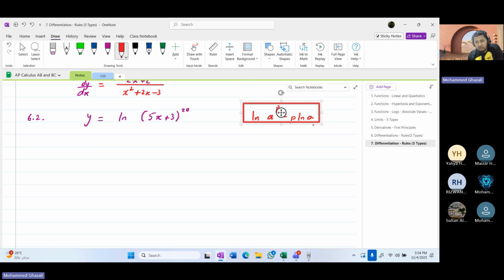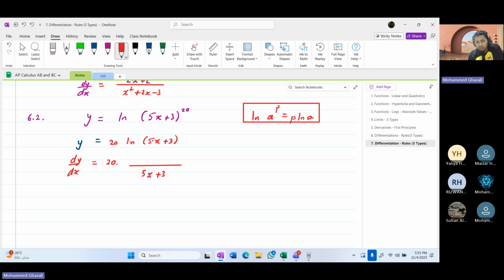So rule number 1 is always to simplify, then apply the rule. So y equals, simplify first, take the 20 to the front, 20 ln of 5x plus 3. Now it's easy. Say dy dx is equal to, you do nothing to the 20, so you just keep the 20 there, right? And then we differentiate. We put the 5x plus 3 at the bottom, and we just differentiate 5x plus 3.